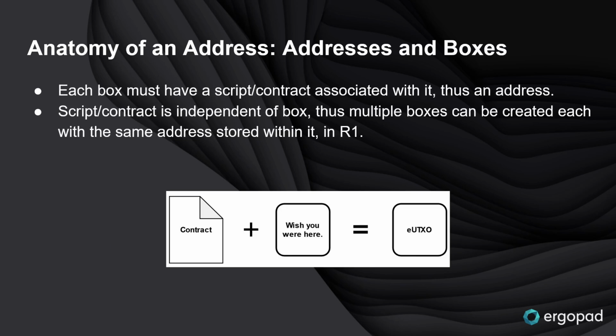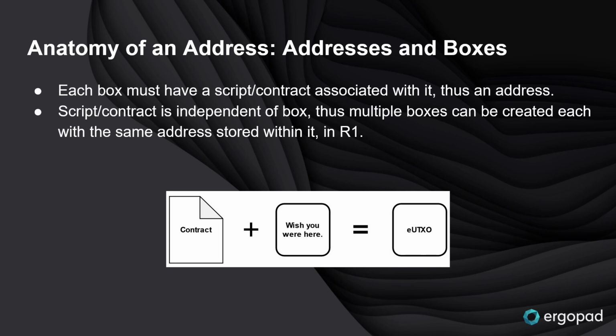So now we're going to cover what addresses and boxes are and how they're related. Each box must have a script or contract associated with it, and thus an address. So each box will have its own address. The script contract is independent from the box, so multiple boxes can be created, each with the same address stored within it in R1.